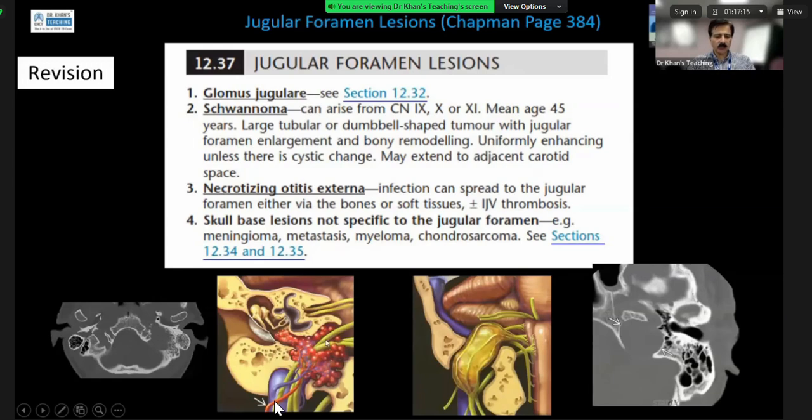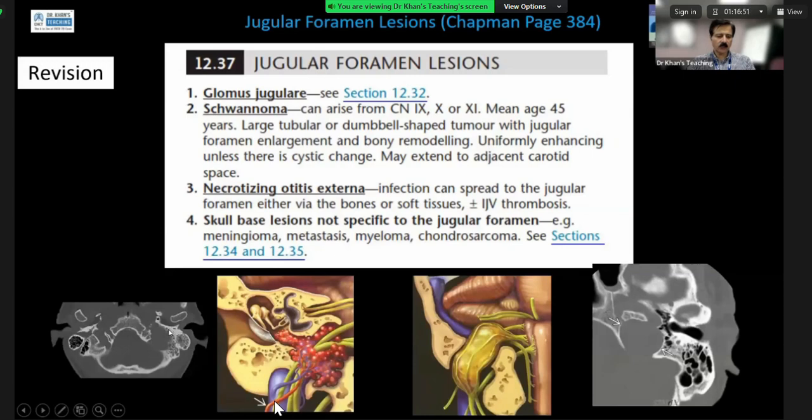But this one, if you see this one, what is happening is that from the jugular foramen, part of it is going into the middle ear cavity also. This one is known as glomus jugulotympanicum. And of course, there is another one which will only be in the middle ear cavity, which is just known as glomus tympanicum.